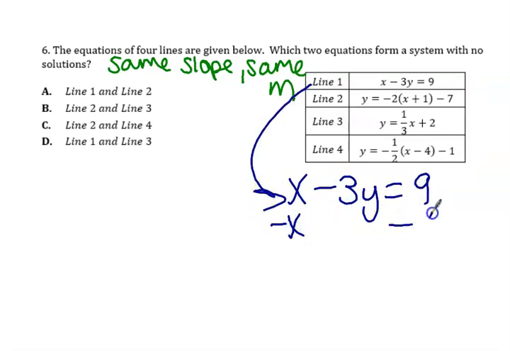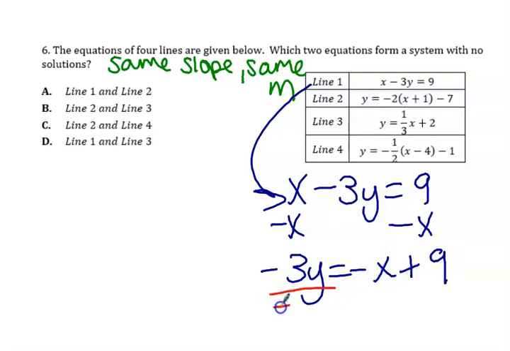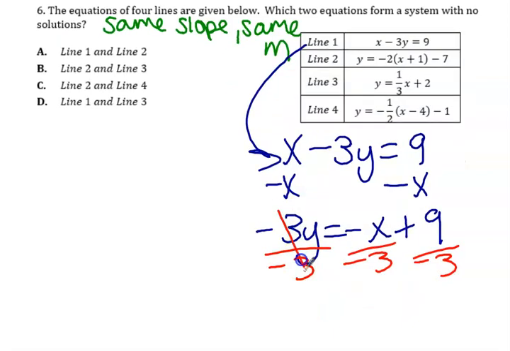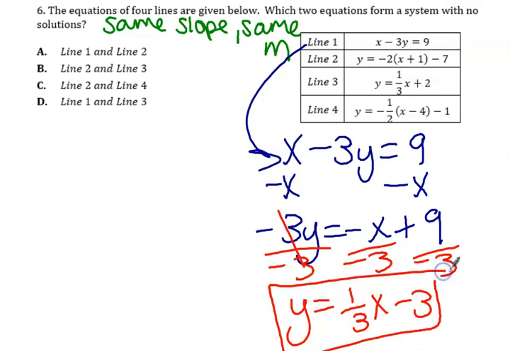So, subtract the x to both sides. And divide by -3 so we can figure out what the slope is. 2 negatives make a positive. All right, so line 1 is y equals 1/3 x minus 3.